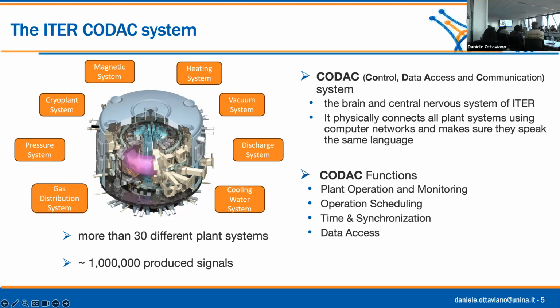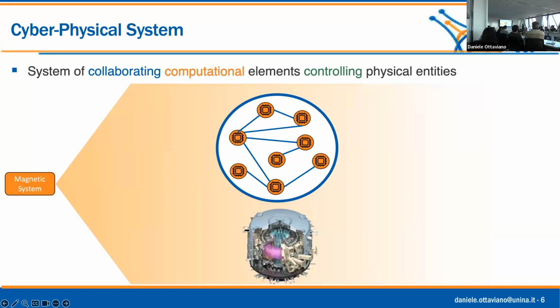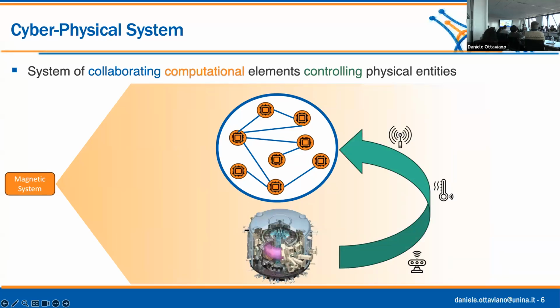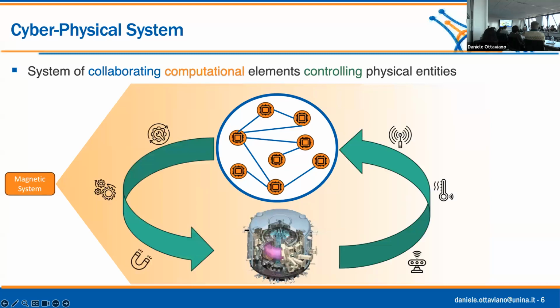So this is a complex machine, and each of these systems is complex in itself. But if we try to make it simple, at the end, a system like the magnetic system, the one I work on, is a cyber-physical system, right? So we have a machine, a physical system, that we have to control with computational elements. We have a bunch of computational elements that take inputs from the machine, like temperature, coils, the current of the plasma, etc., collaborating with each other and producing control output to the machine.